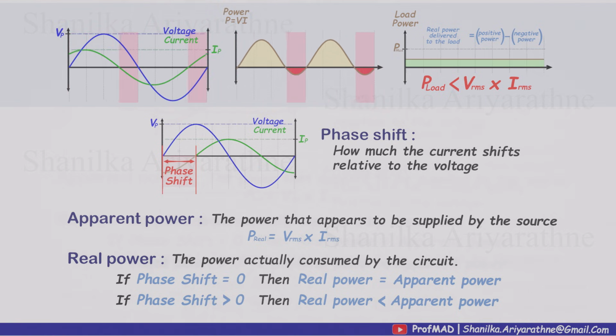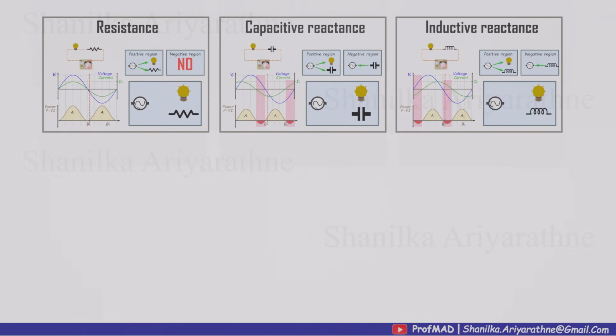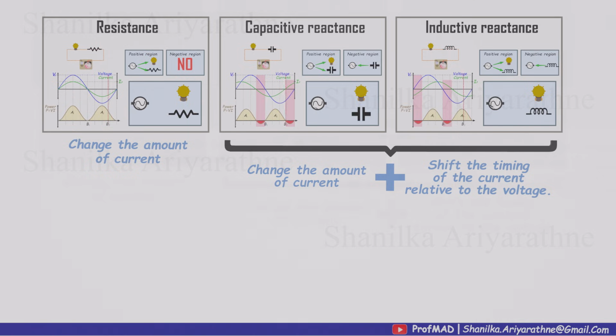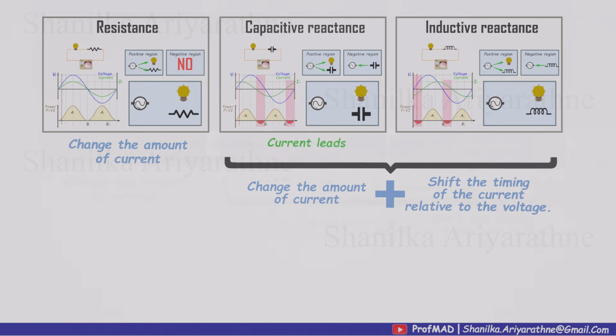Now I hope you have a clear picture of what happens when we connect capacitors and inductors to an AC circuit. If the circuit contains only resistance, it simply affects how much current flows. But when reactance is present, things change. Reactance doesn't just affect the amount of current, it also shifts the timing of the current relative to the voltage. With capacitive reactance, the current leads the voltage. With inductive reactance, the current lags behind the voltage. Because of this phase shift, some of the energy moves back and forth between the source and the reactive components instead of being continuously delivered to the load.